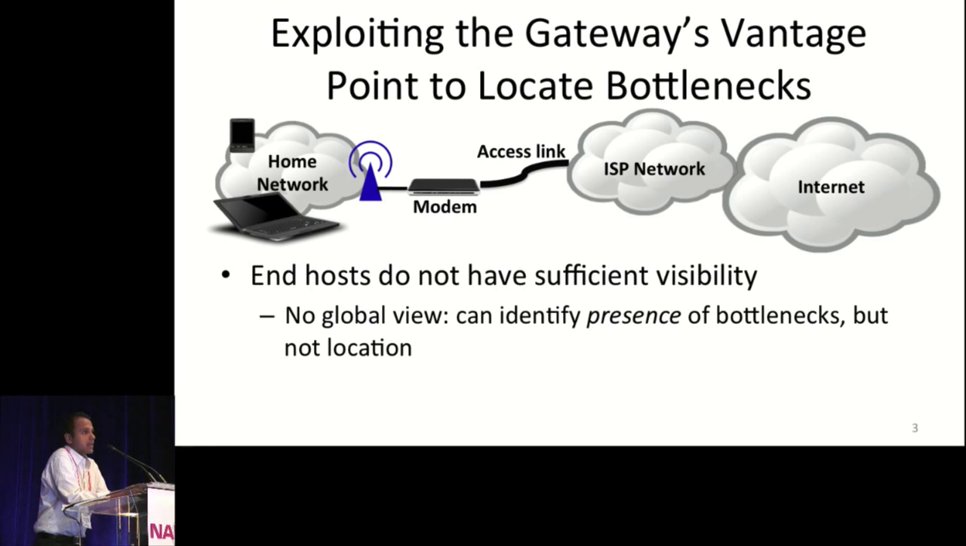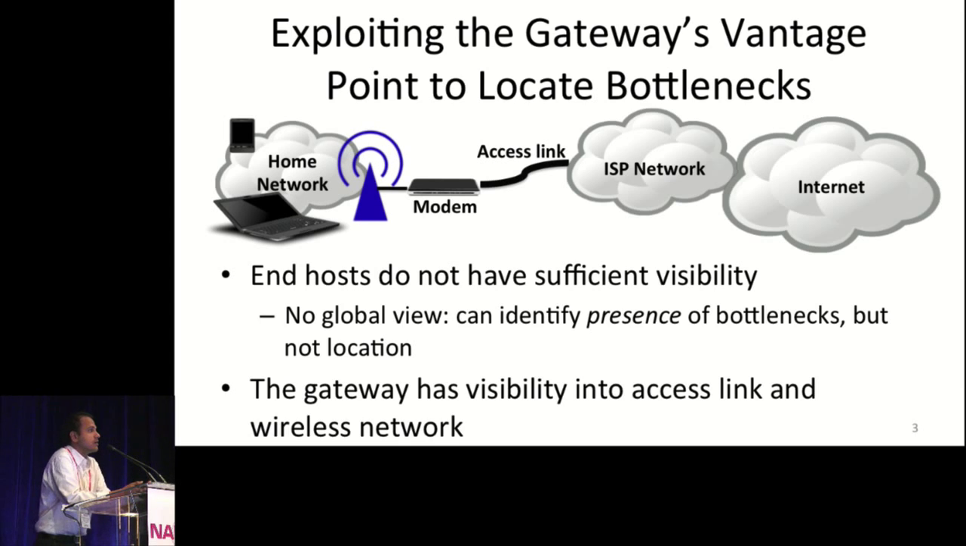You could think about instrumenting end hosts, your servers, if you're an application provider, or clients inside the home network. But the problem there is that end hosts generally don't have sufficient visibility into the end-to-end path. So you don't have a global view, and although you can identify the presence of a bottleneck, it's very difficult to identify the location because it's difficult to infer properties of the network beyond a single hop or two. For example, even if you're on your laptop, you can't see traffic that goes to other devices inside your home network. Or if you're an application provider, it's difficult to know what's going on beyond your immediate network.